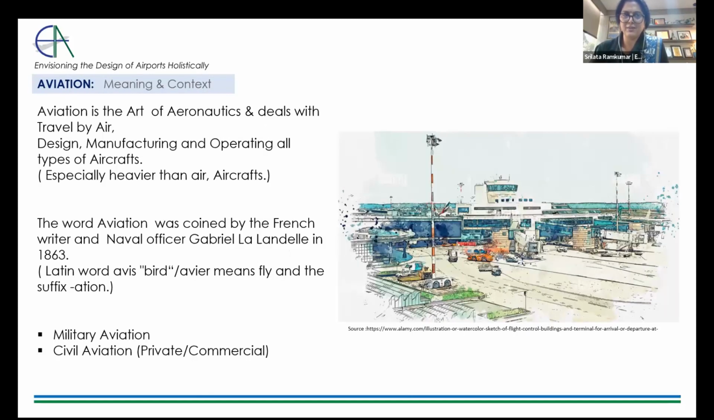Coming to aviation, it is the art of aeronautics and deals with travel by air, especially anything that is heavier than air, which are aircraft. The word aviation was coined by a French writer and a naval officer when he used the Latin word avis, which means a bird, and avior is fly. So in aviation, typically we have military aviation and civil aviation. In civil aviation, we generally talk about private and commercial.